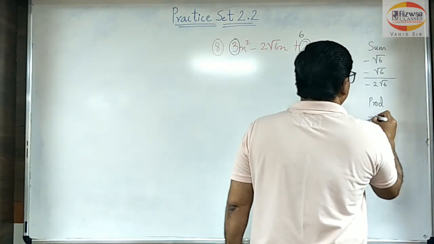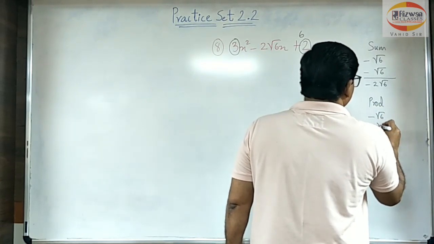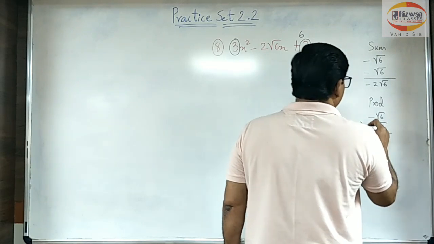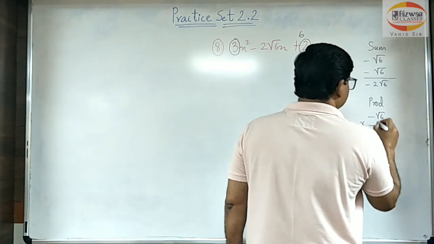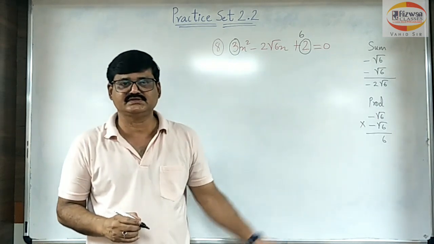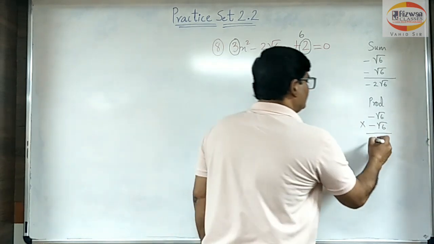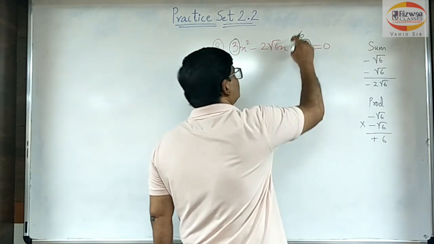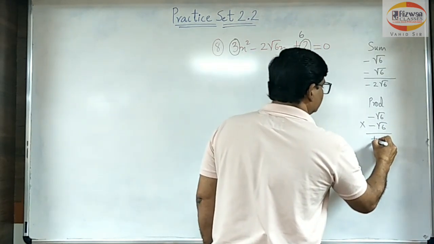Now when you multiply minus root 6 into minus root 6, root 6 into root 6 you will be getting 6. Everybody knows that root 6 into root 6 is root 36, and root 36 is 6. And minus into minus will become plus. So here the last term is plus 6. Can you see that? Last term is your plus 6.